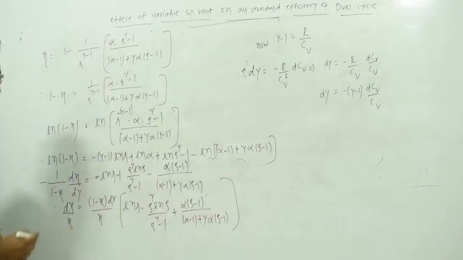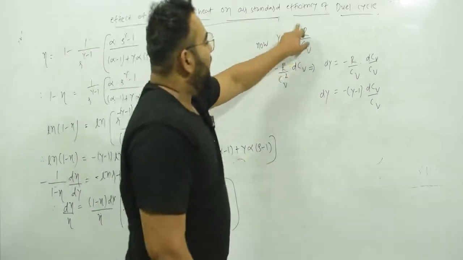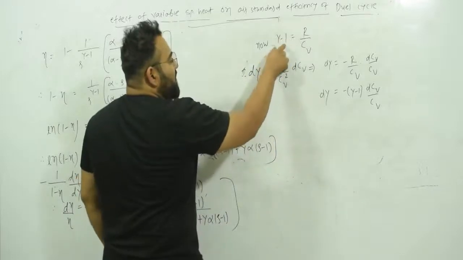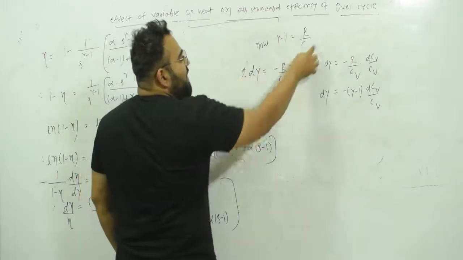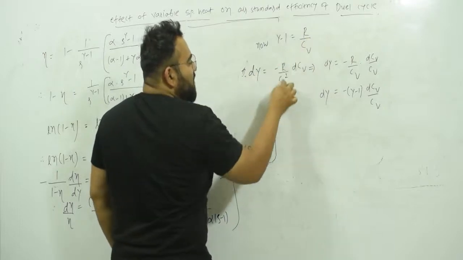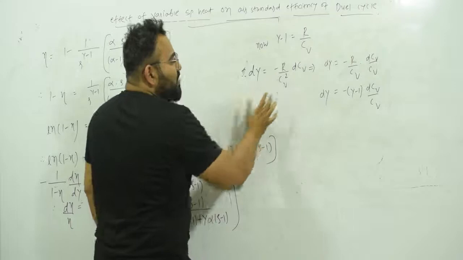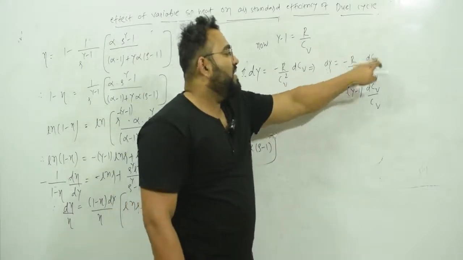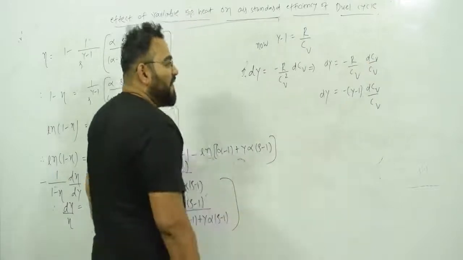But now we have to simplify it further. We know that gamma minus 1 is equal to R upon CV, that we already know. So now differentiating this equation with respect to gamma gives d gamma, and with respect to CV, 1 upon x gives minus 1 upon x square, so minus R upon CV square dCV. Therefore can I write d gamma is equal to minus R upon CV into dCV upon CV? Can I write like this?